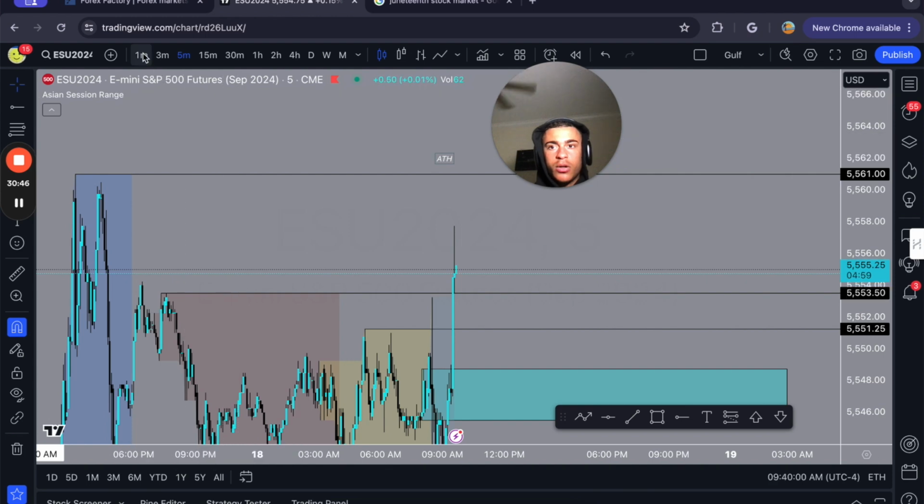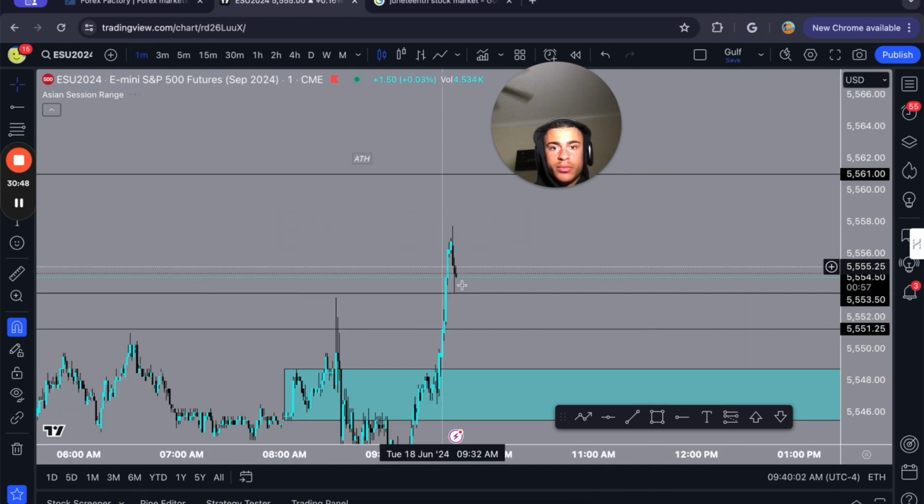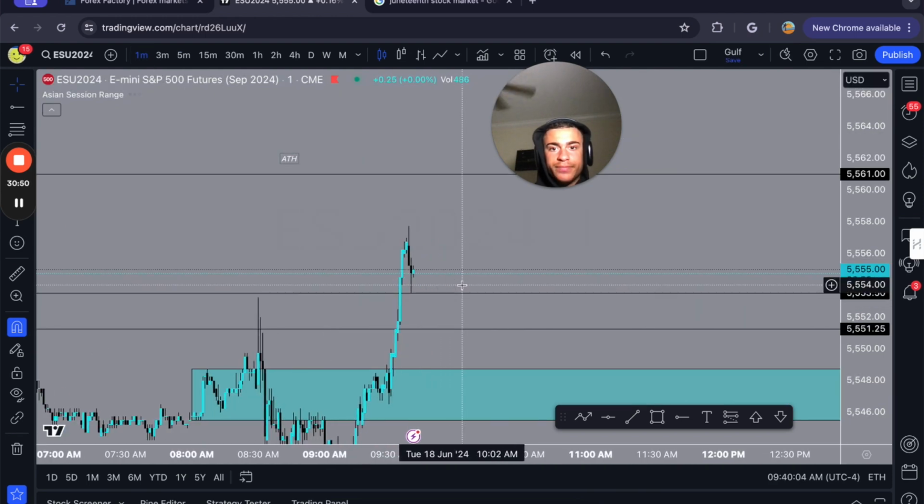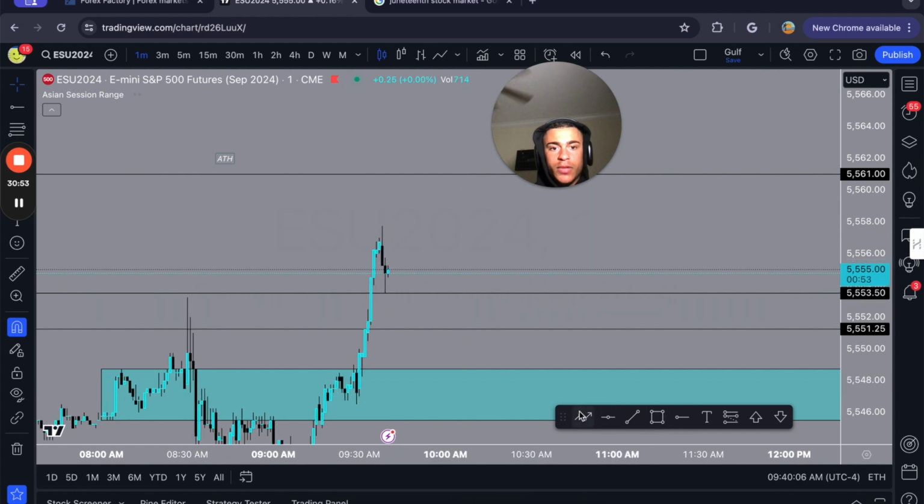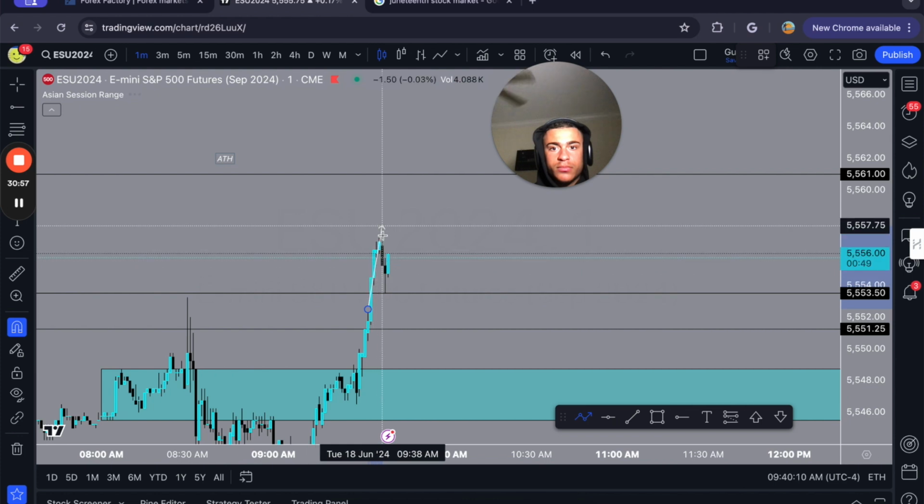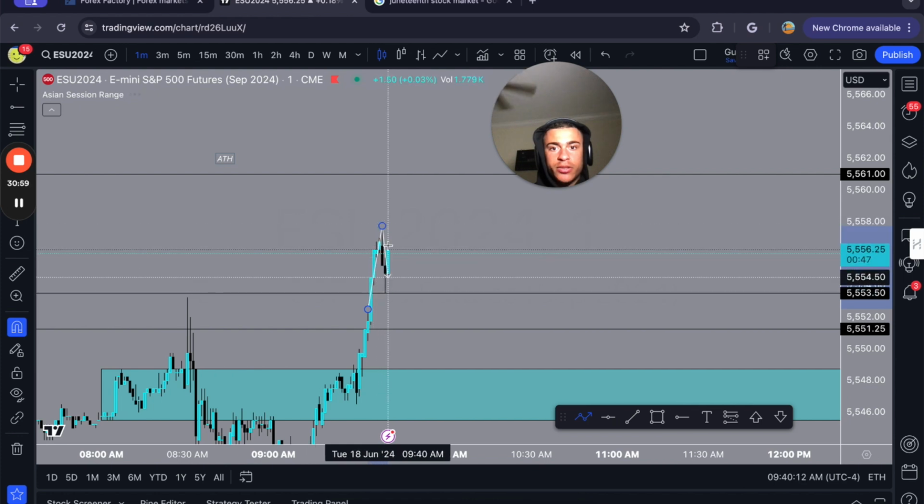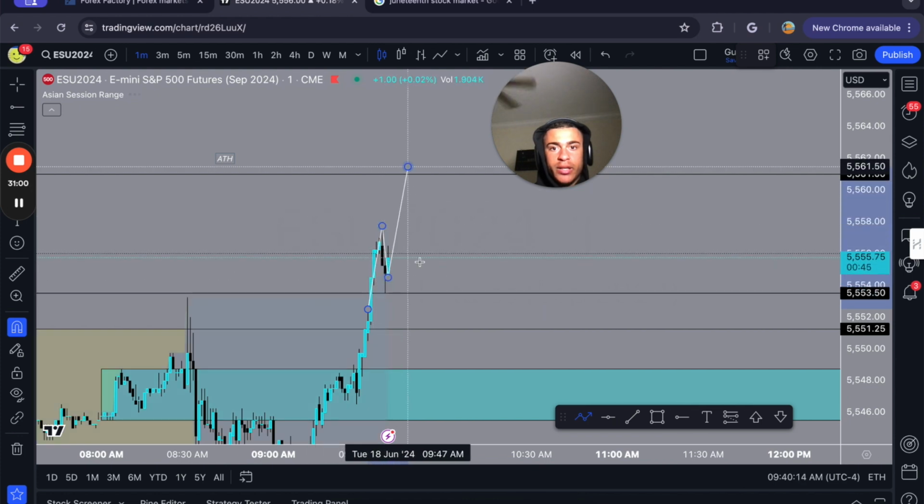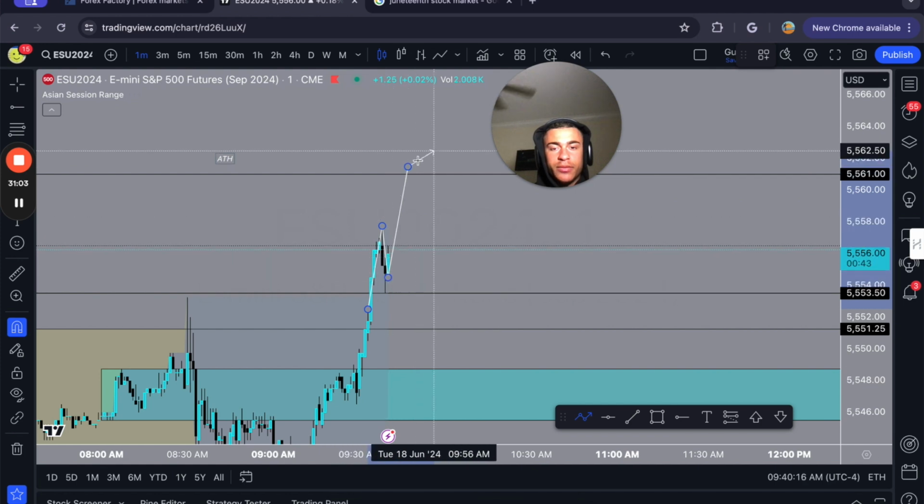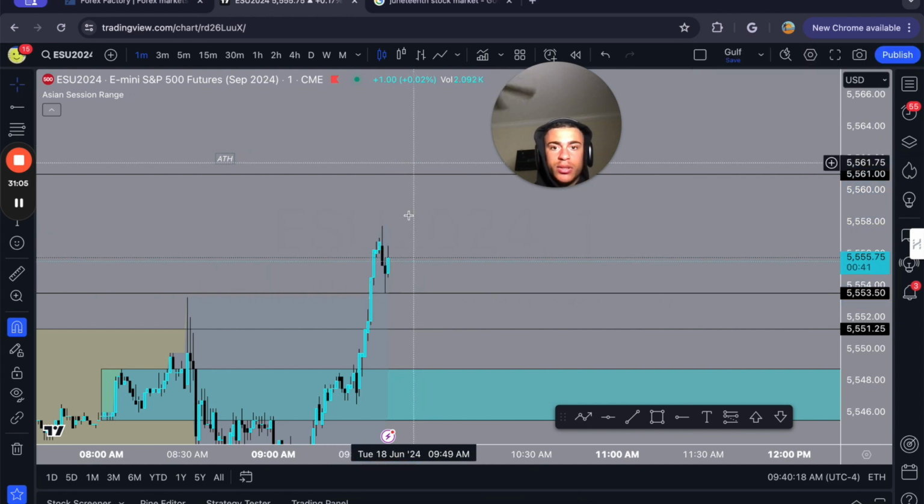I'll go on the 1 minute just for the sake of watching price action. So look, it's either a retest or rejection. If it's a retest, that's our setup, and that's our target. If it's a rejection, we're just going to keep moving down. But let's watch.